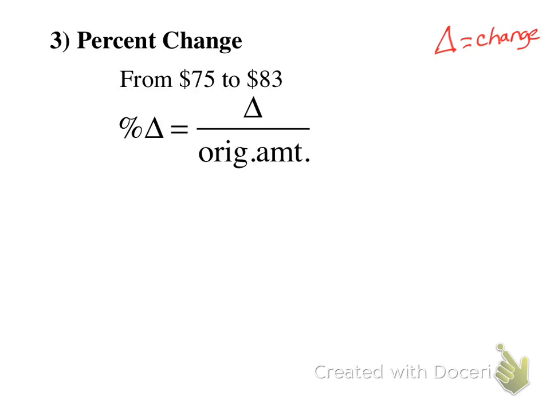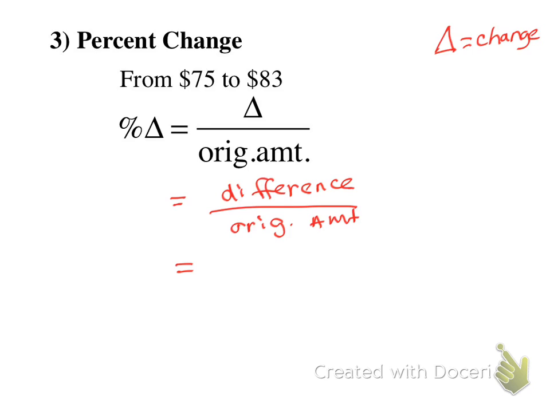Okay? So this means the percent change is equal to the change over the original amount. What do we mean by the change? We mean the difference between the two numbers over the original amount. To find the difference, I'm going to say 83 minus 75. I always take my bigger number first. And what is the first number listed? 75. Okay, so 83 minus 75 is 8, so it's 8 over 75.